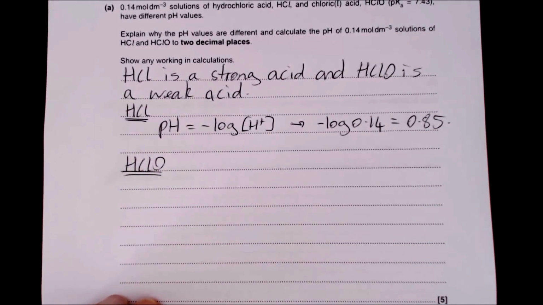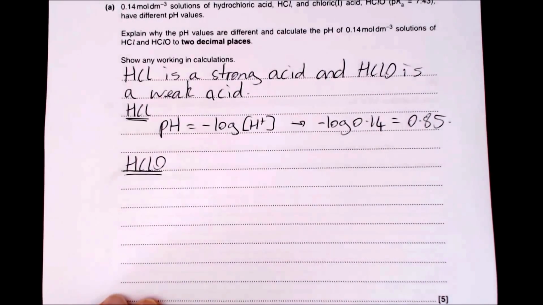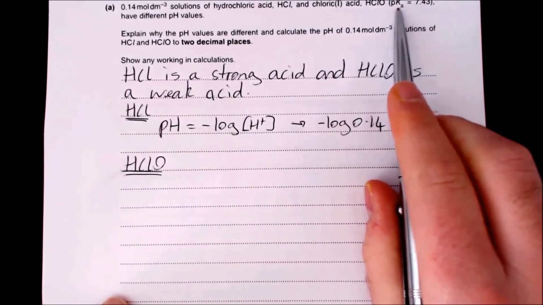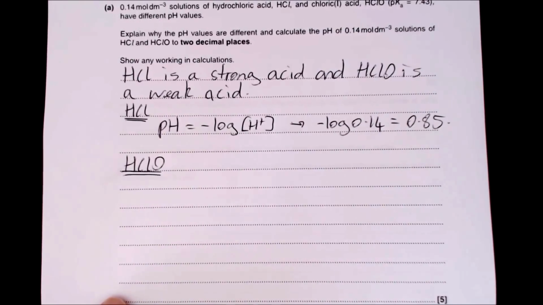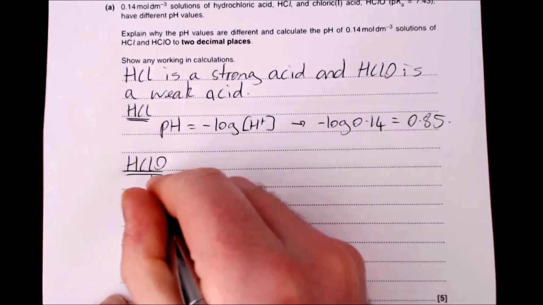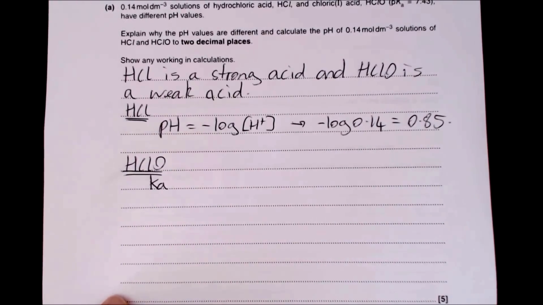It's a weak acid, so we have to use Ka. But the problem is we don't have Ka either. But what we do have is pKa, which is up here. So pKa is 7.43. So what we're going to do is work out what Ka is. Now Ka is just the anti-log of pKa.